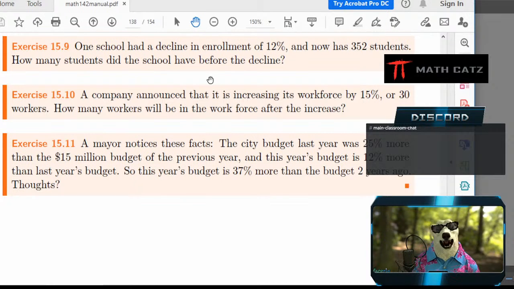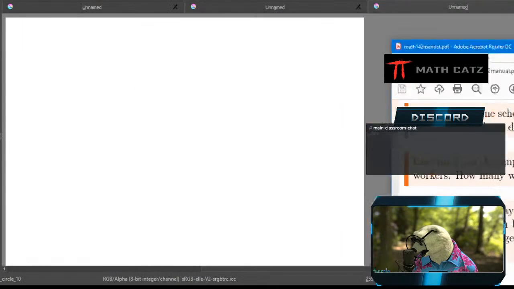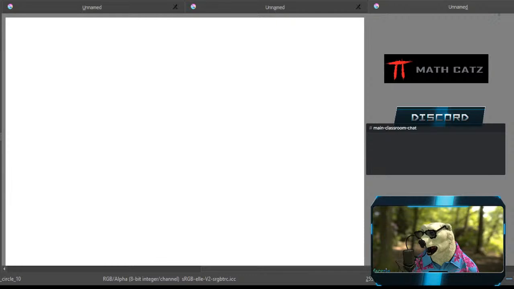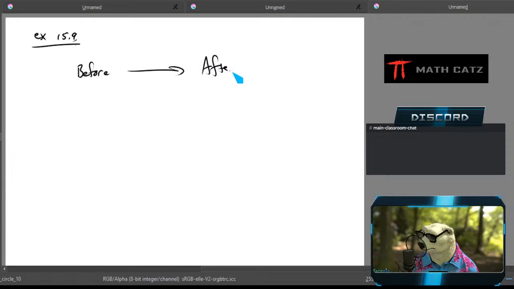Exercise 15.9. One school had a decline in enrollment of 12%, and now it has 352 students. How many students were there before the decline? So we again have a before and after situation. Now I like to just extract the information. We have a before and an after situation. Just get an idea of what they're giving me, what they're looking for, and so on.